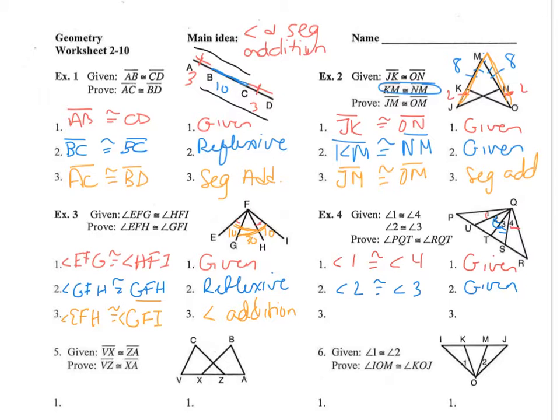And so now, can I prove that PQT, this whole big angle, is congruent to this whole angle? Well, if angle 1 is, I don't know, 5 degrees, and angle 2 and 3 are 6 degrees, then the whole angle is 11 here, and the whole angle is 11 here. So yes, they are congruent. So angle PQT is congruent to angle RQT by angle addition.